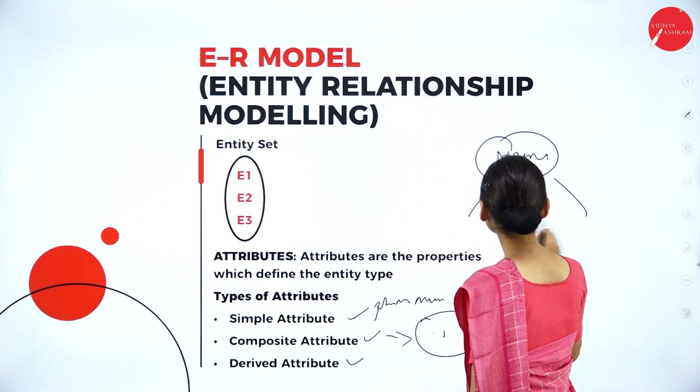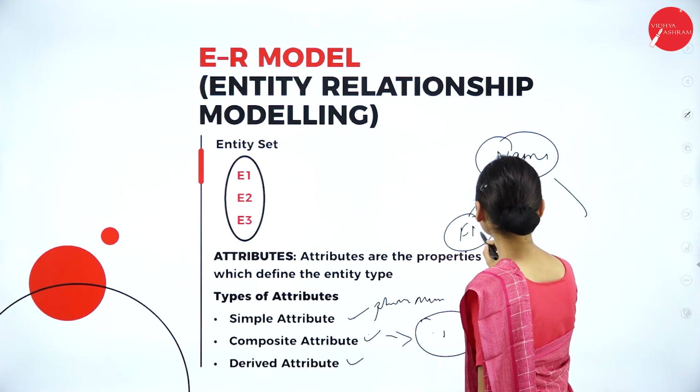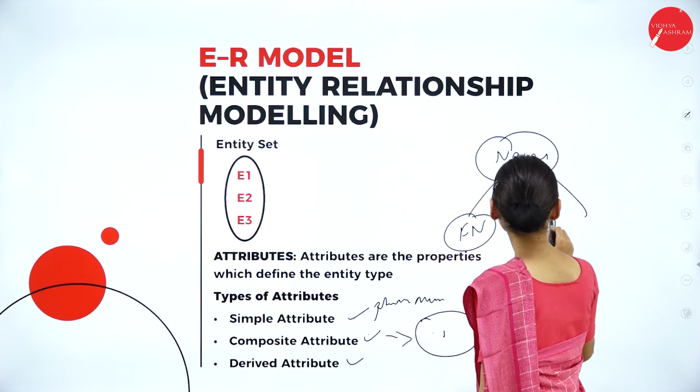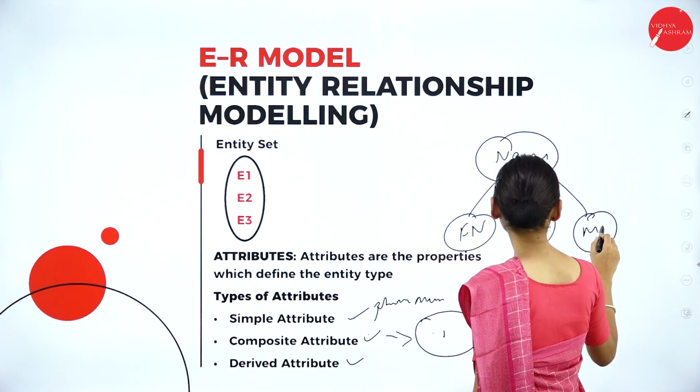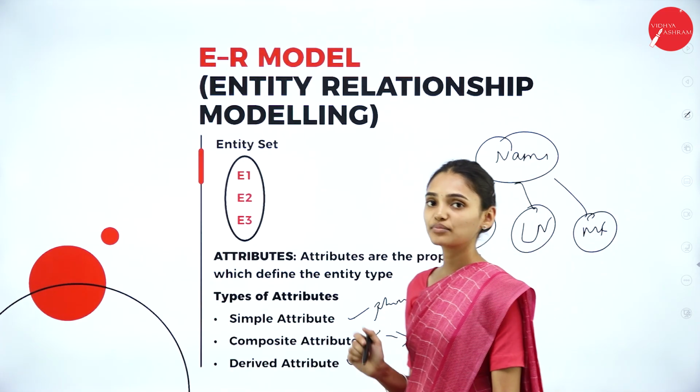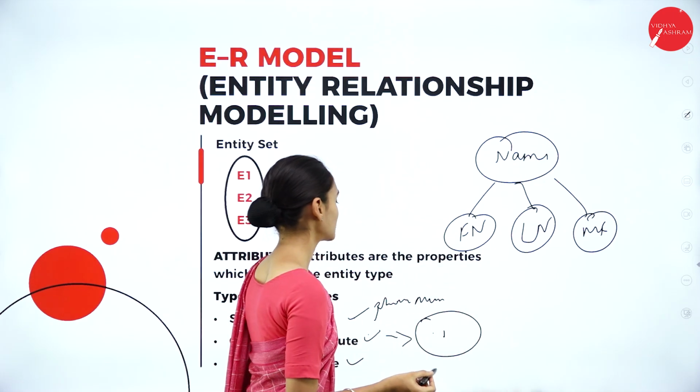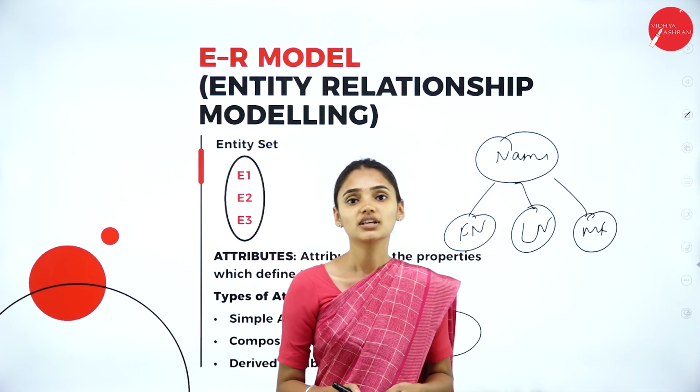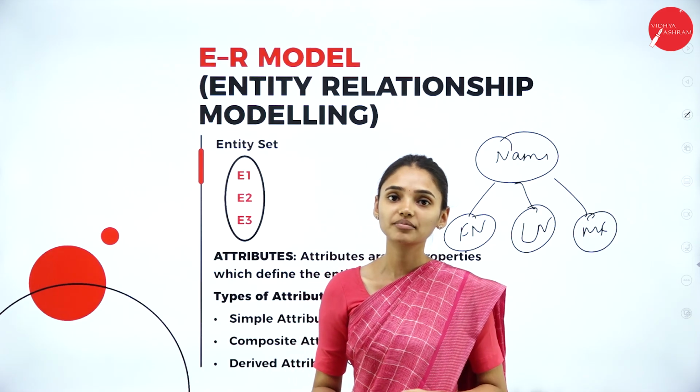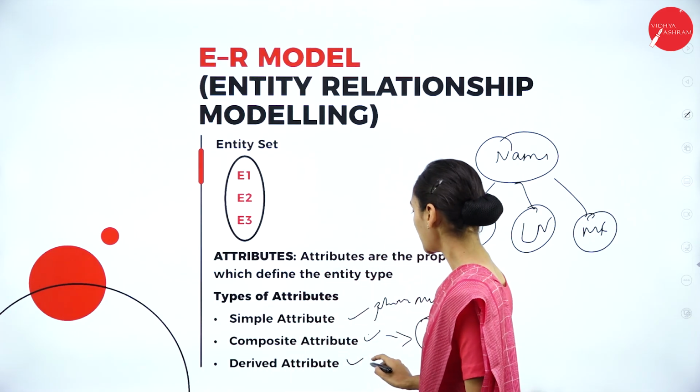So the name has first name, last name and middle name. So this is an example for composite attribute. Next is derived attribute. So the attribute which are derived from the other attribute is called derived attributes.